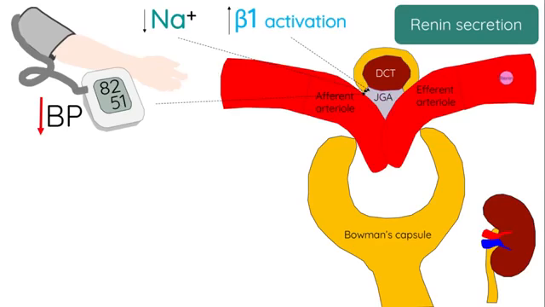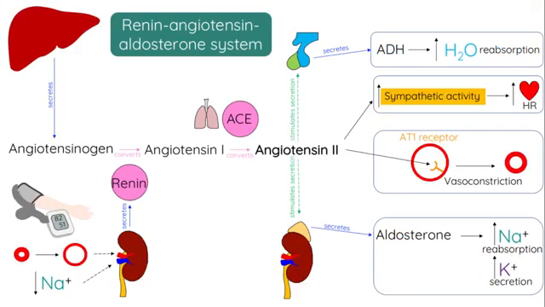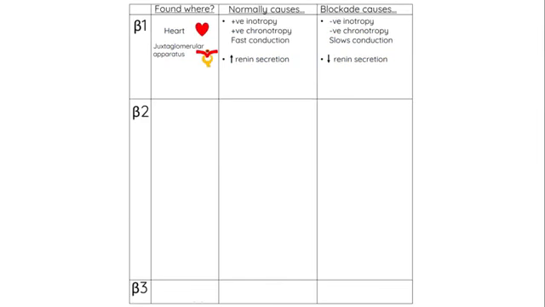And the release of renin causes an increase in arterial blood pressure via the renin-angiotensin-aldosterone system. So, beta 1 blockade also reduces blood pressure by way of reducing renin secretion. And this is why beta blockers may work in treating hypertension.